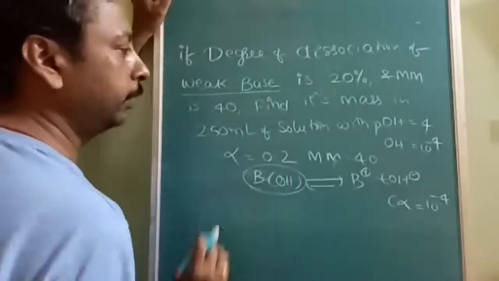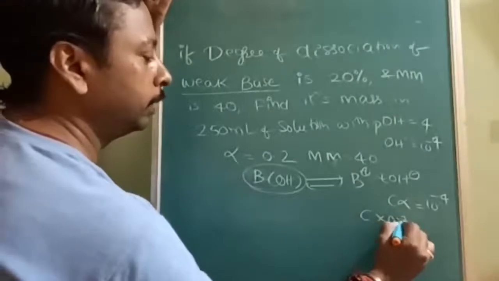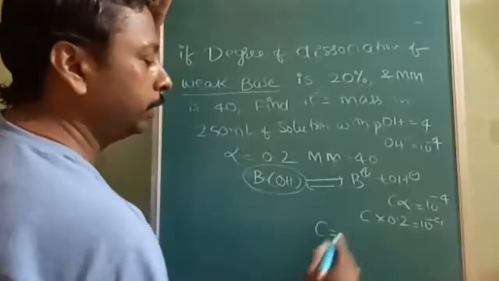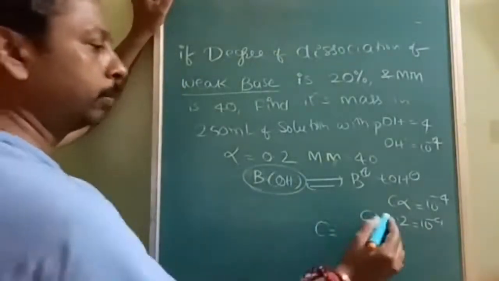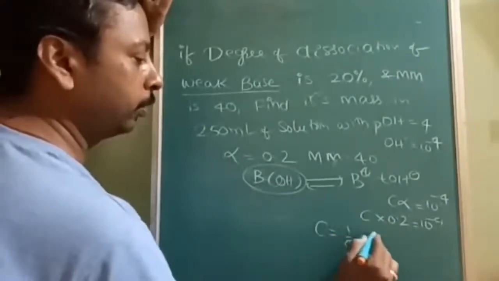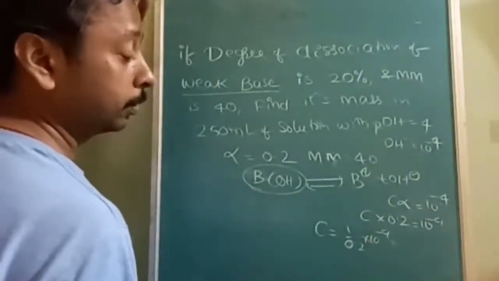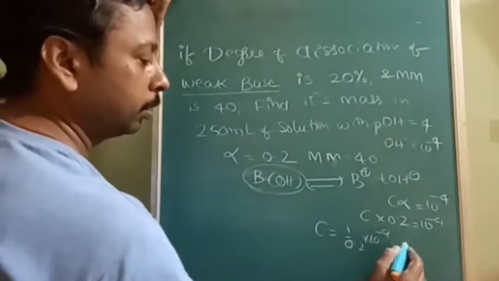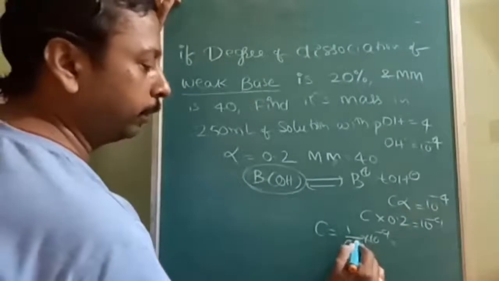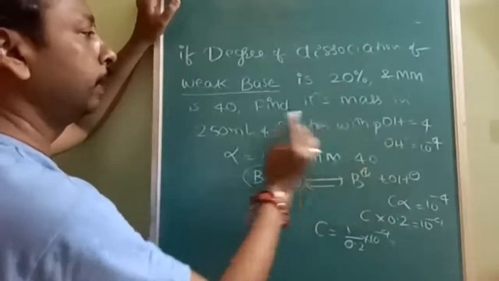The concentration of the base we have to find out. So C into alpha, with alpha 0.2, is equal to 10 to the power of minus 4. So C is equal to 1 by 0.2 into 10 to the power of minus 4. This is the concentration. Now, from this we have to find out the mass.